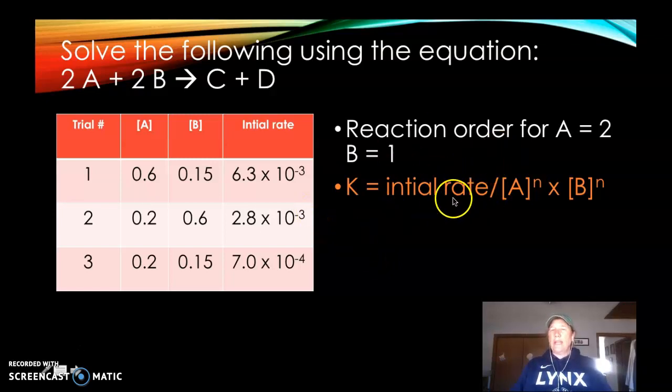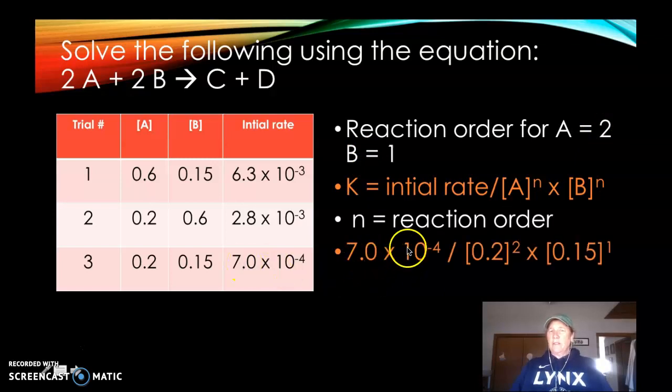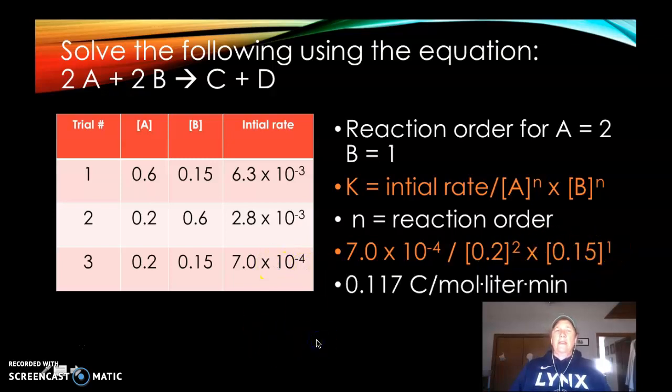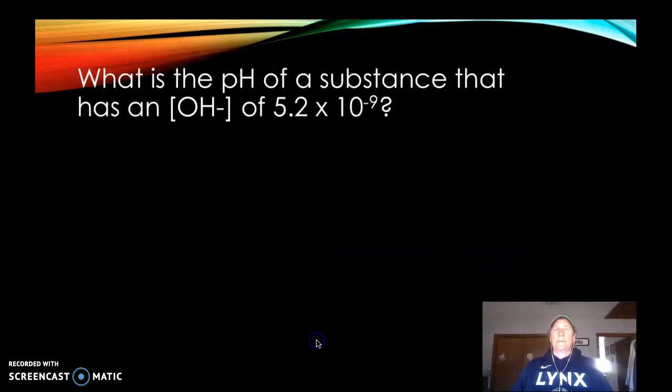Okay, so for the initial rate, I can pick any of these. I'll do number 3. It would be the concentration of A to whatever its reaction order is, in this case 2, and the reaction order of B would be 1. So you fill in the numbers: 7.0 times 10 to the negative 4th. A is 0.2 to the second, because that's its reaction order. And then B is 0.15, to the first power. And then you just solve. Okay, that's how you do reaction orders.